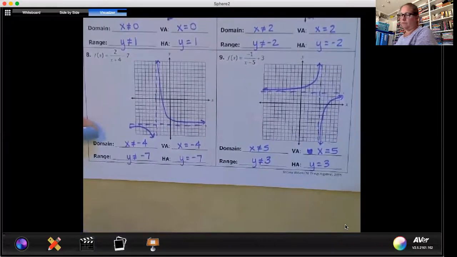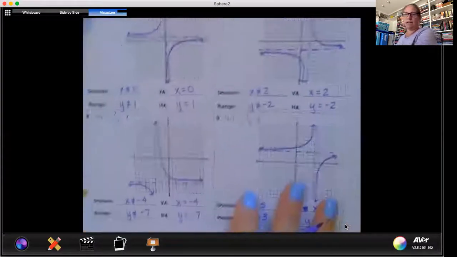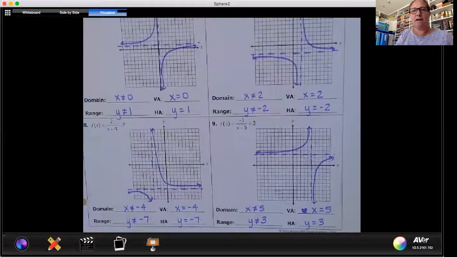So graphing reciprocal functions is pretty simple. We're going to be graphing rational functions next, and we have a lot of the characteristics that you're used to. So we'll be doing that in our next section.